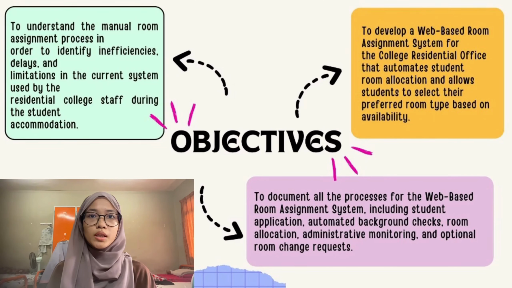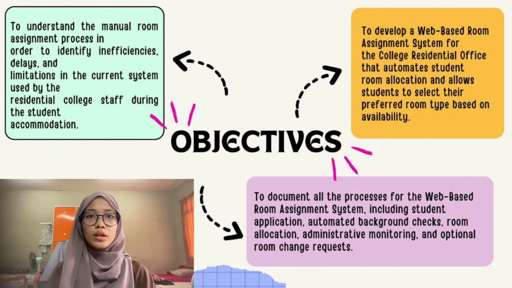Our first objective is to understand the manual room assignment process. We aim to identify the inefficiencies, delays, and limitations in the current system used by the residential college system. By doing this, we can see clearly where the problems are and how a digital system can solve them more efficiently. The second objective is to develop a web-based room assignment system.